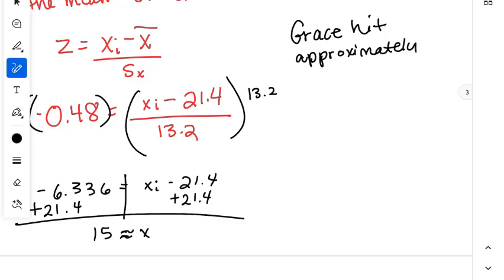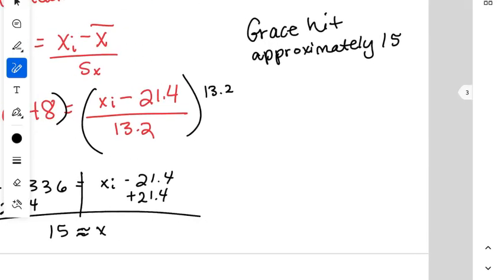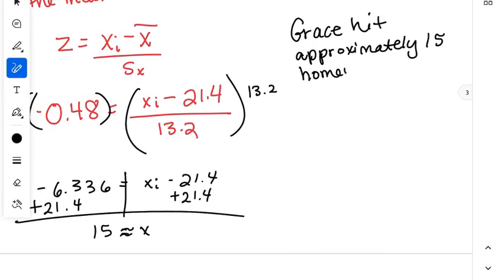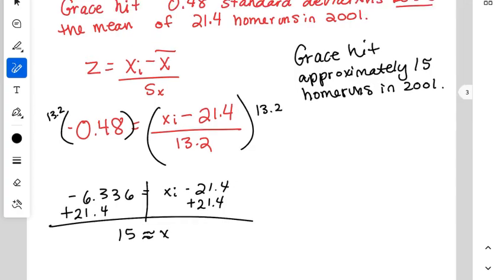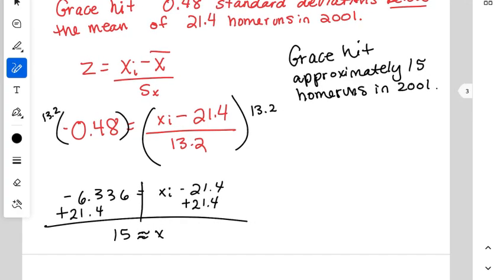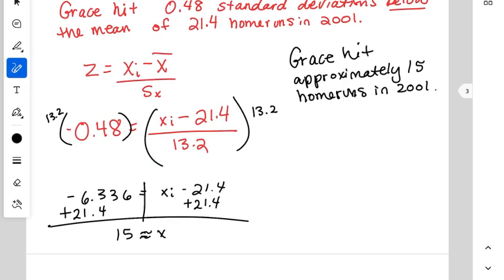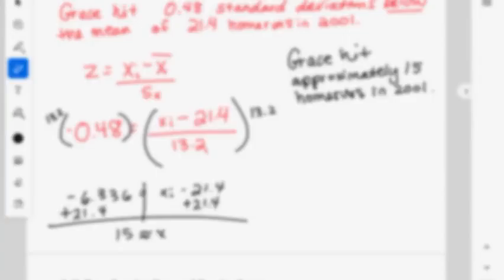So Grace hit approximately 15 home runs in 2001. That's still a lot of home runs. So even though the Z-score is negative, he still hit quite a few. Okay, that is it for these notes.